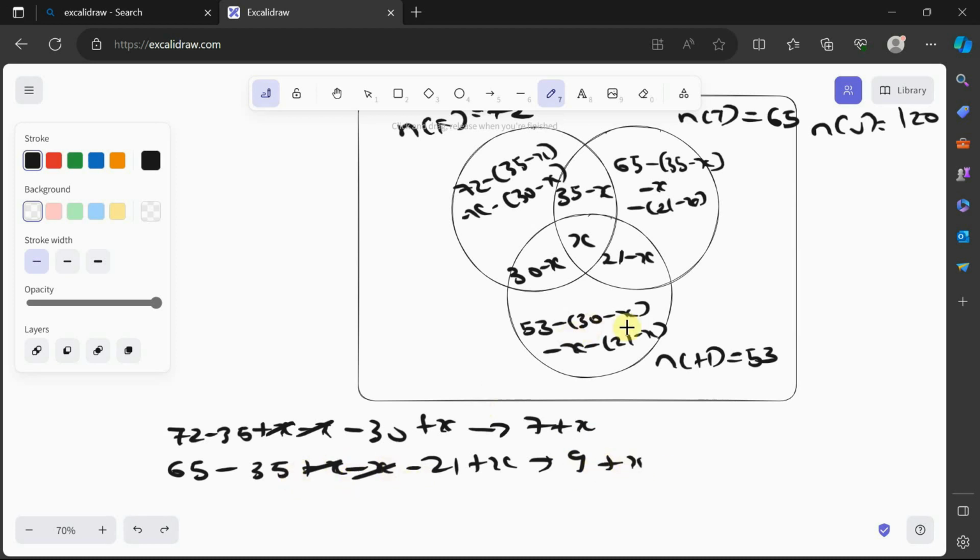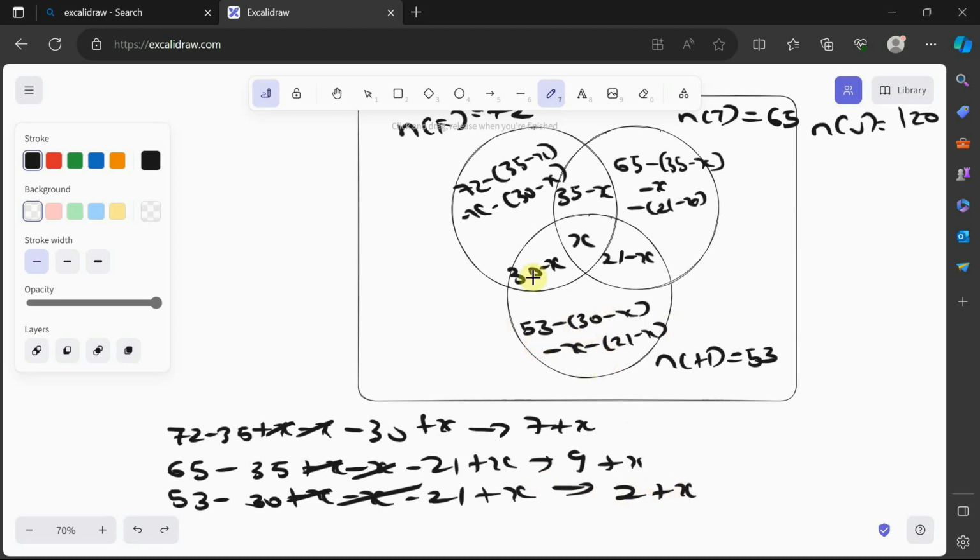So for this third one, this is 53 minus 30, then plus x minus 21 plus x. So this will cancel this. So 53 minus 30 minus 21 will give me 2. So this is 2 plus x.